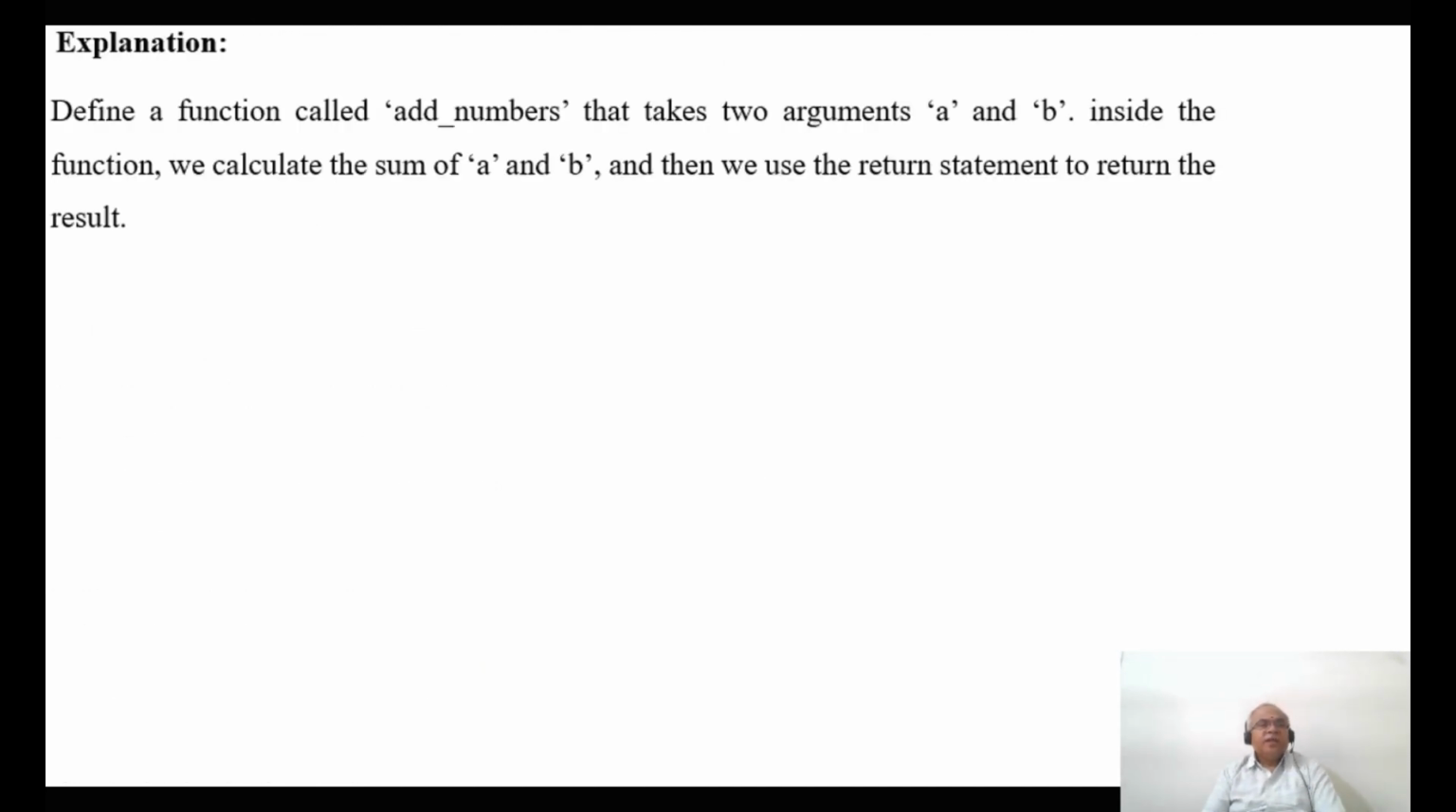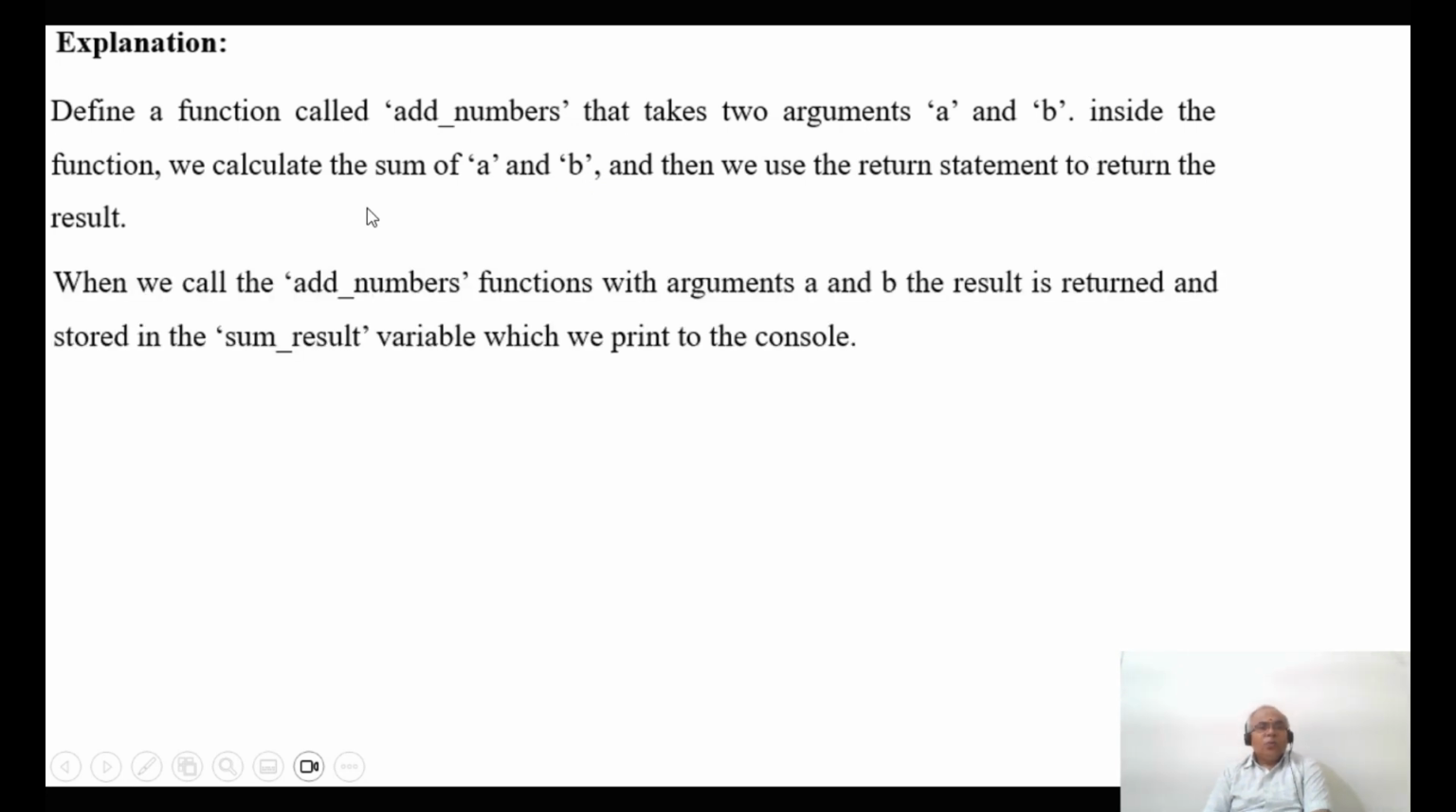So what is the explanation? Define a function called add_numbers that takes two arguments, A and B. Inside the function we calculate the sum of A and B, and then we use the return statement to return the result. When we call the add_numbers function with the arguments A and B, the result is returned and stored in the sum_result variable, which we print out to the console. So this is how I will be able to get the output.